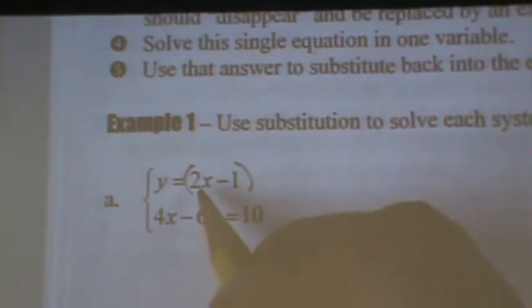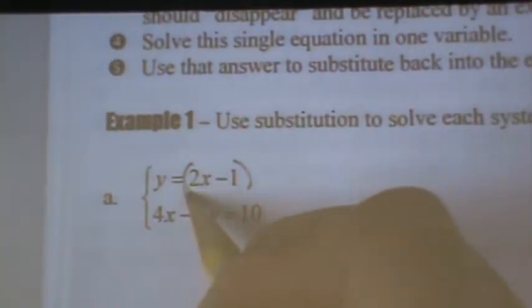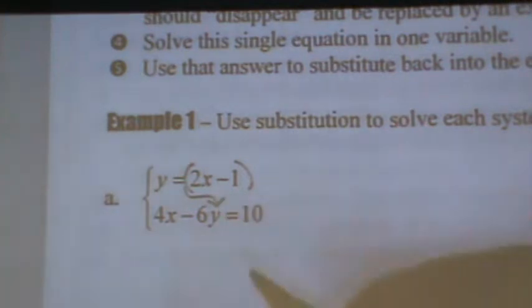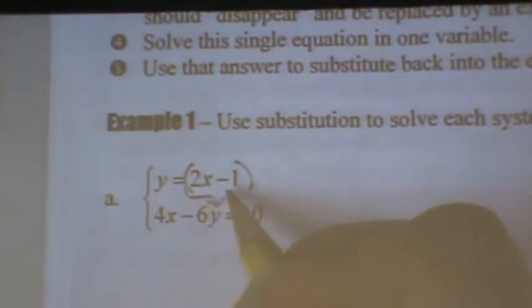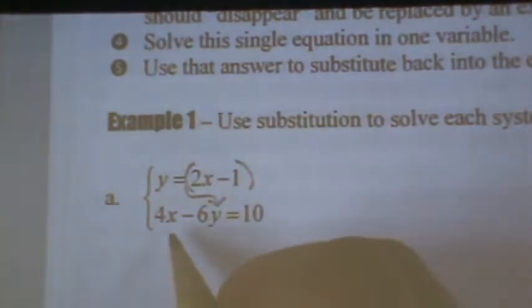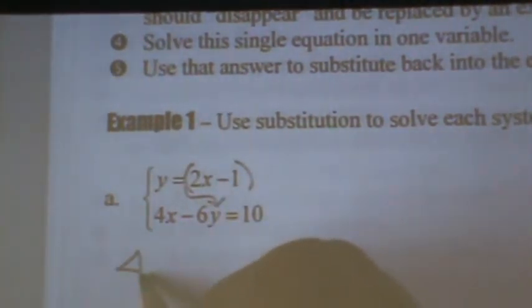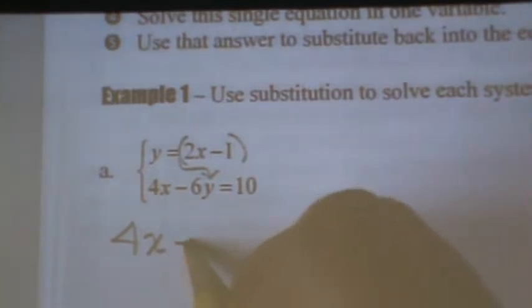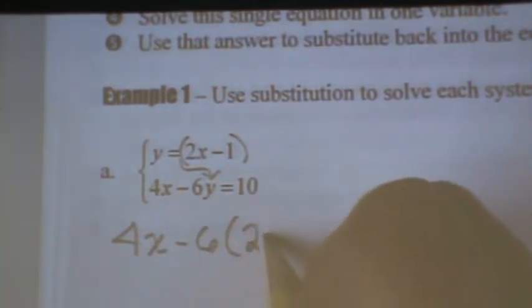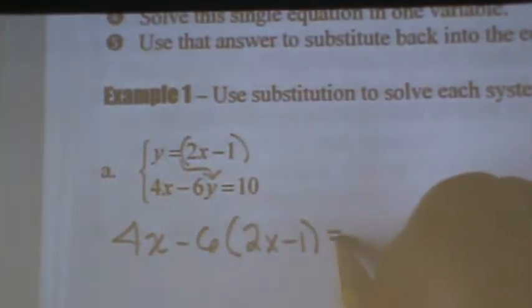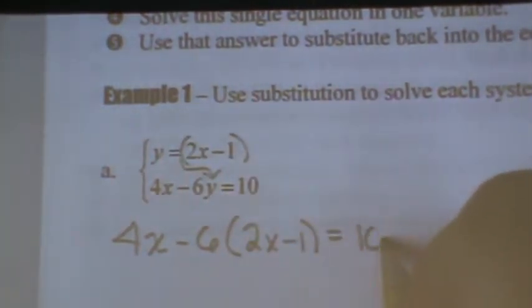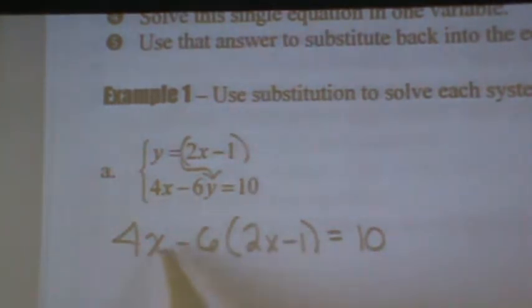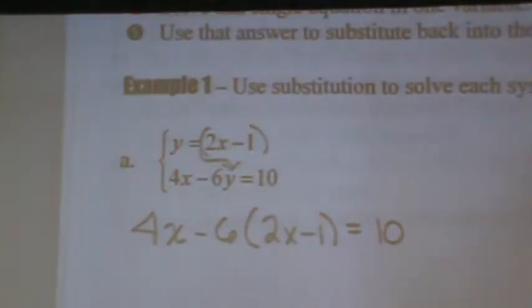You're going to take 2x minus 1 and slide it into the other equation. Where you see y, you're going to replace it with 2x minus 1. So you're going to rewrite the second equation as 4 times x minus 6 times the quantity 2x minus 1. You are putting this quantity in this equation for y. You're renaming this equation all in terms of x. So you no longer have two variables in this new equation.